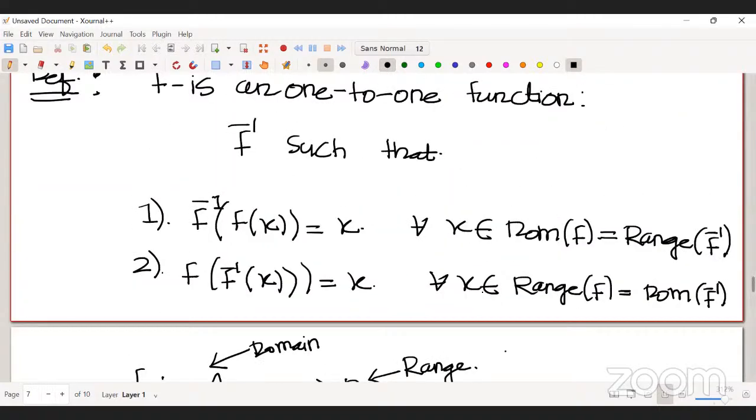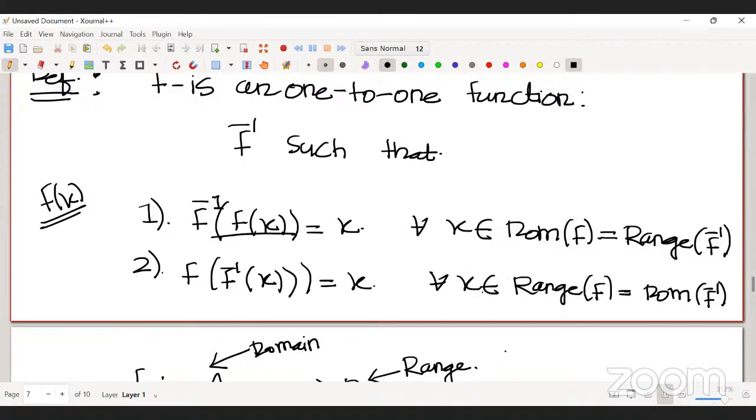So when I am writing f inverse of f of x, what I am doing is, in this bracket, first I am taking f of x, right?